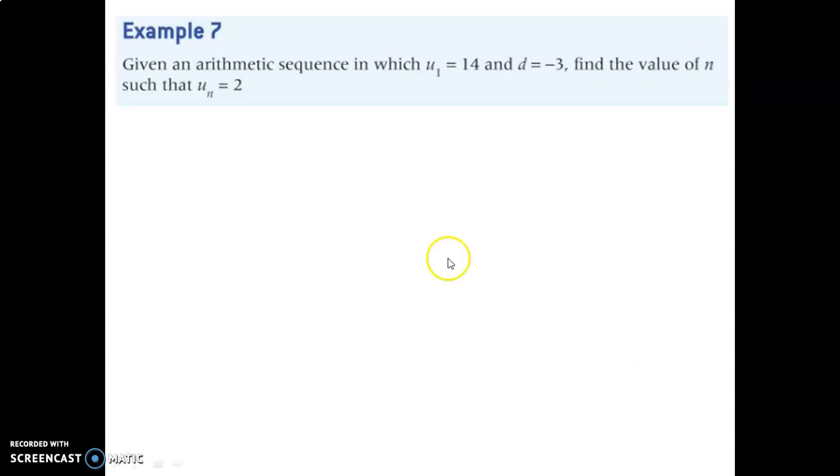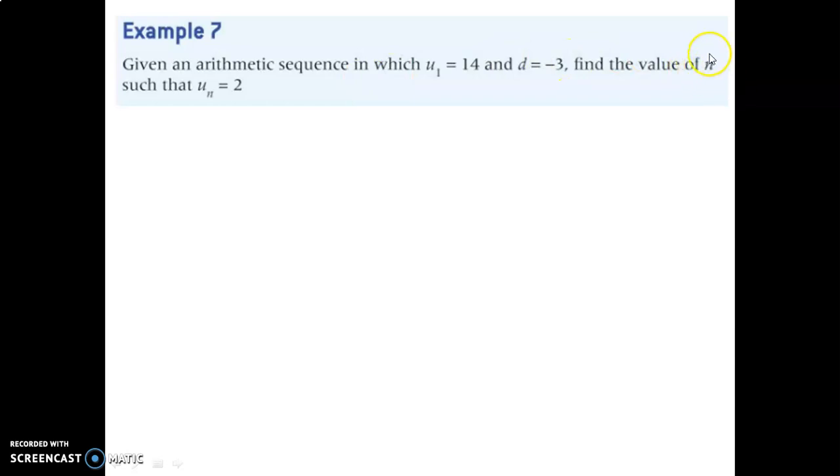Let's try this one. You have an arithmetic sequence in which u1 is this, d value is this. Find the value of n such that u sub n is 2. So some term in this sequence is 2, and you have to find out which term it is.